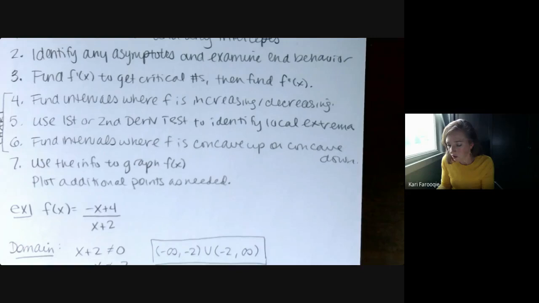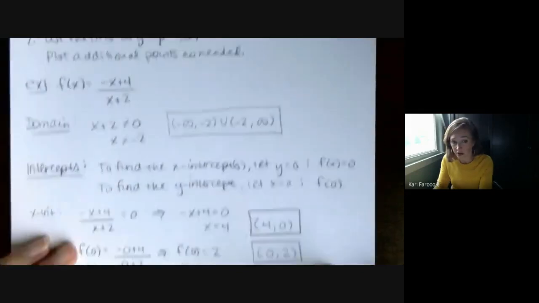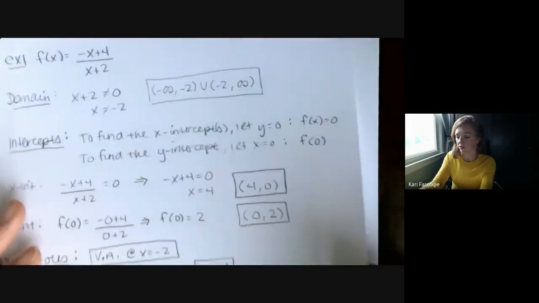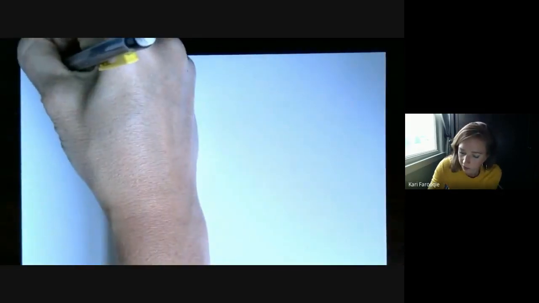Find f prime to get the critical numbers, then find f double prime. And then once we find those things, we're going to go ahead and make ourselves a nice chart. Hold on to that because I know I'm going to need to reference it. Okay, so I'm going to rewrite my f of x here.